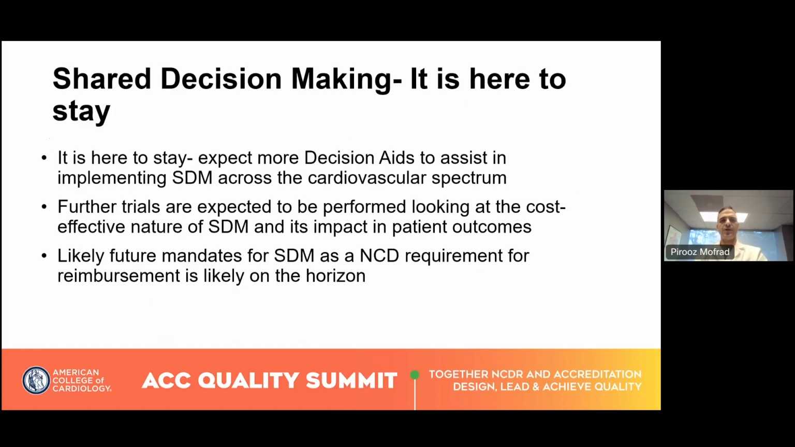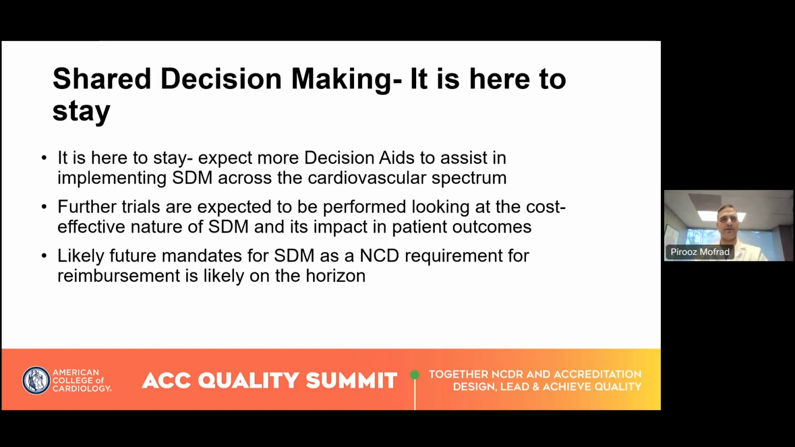So again, shared decision making is here to stay. Trials coming out definitely look at the risk to benefit, the cost effective nature, and patient outcomes have definitely been shown to be improved. Patient satisfaction is a primary outcome. And look for future mandates for shared decision making, as requirements for reimbursements are likely on the horizon.